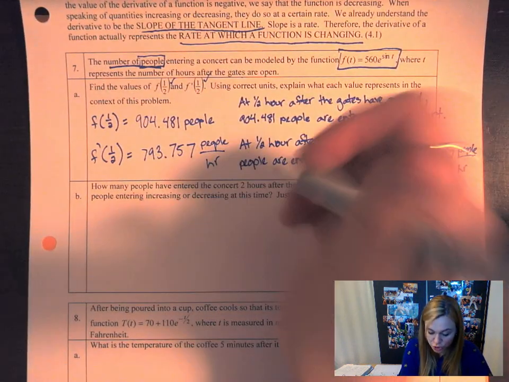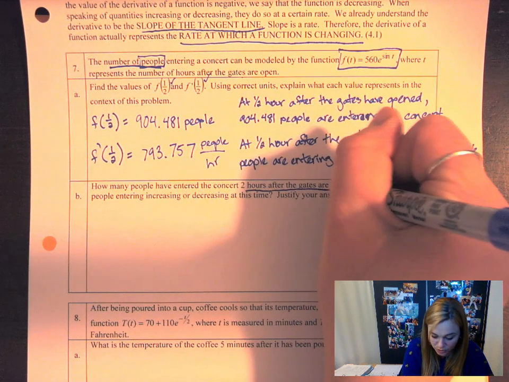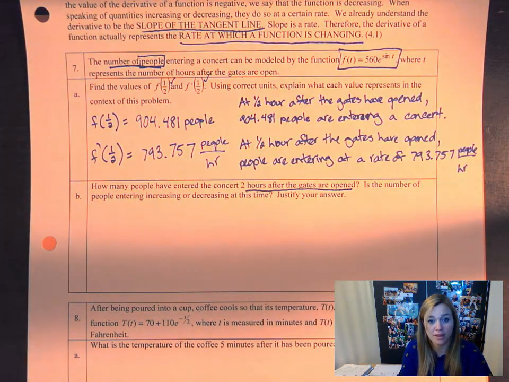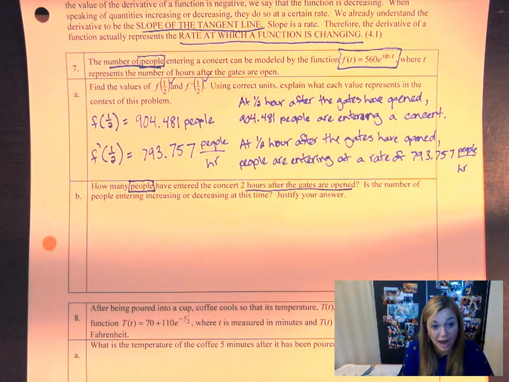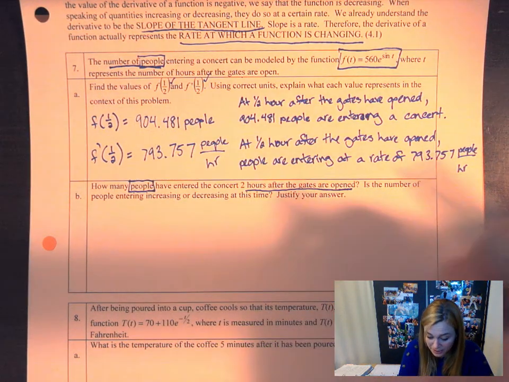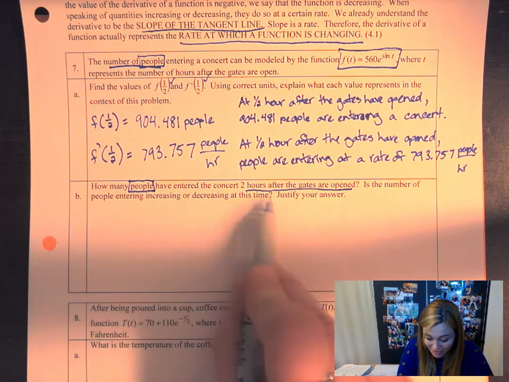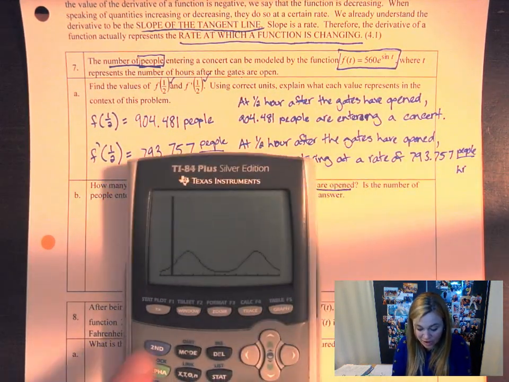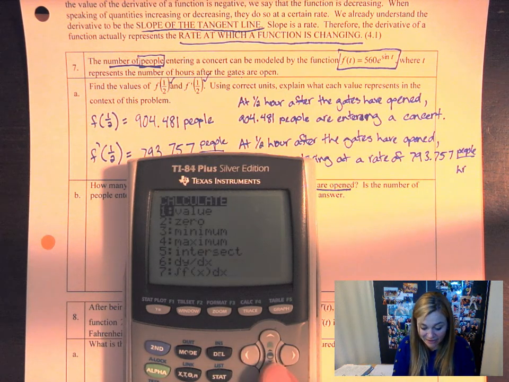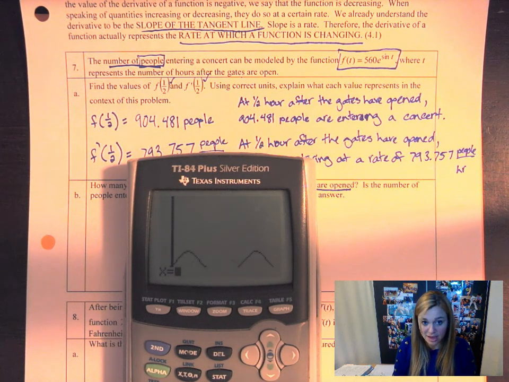Okay, how many people have entered the concert 2 hours after the gates are open? So this is asking, do you use F or F prime? The clue is here, how many people? It's not people per hour, so this is just people here. So how many people have entered the concert 2 hours after the gates have opened? I'm going to go to my graph, second, calculate, and just do the value at 2.